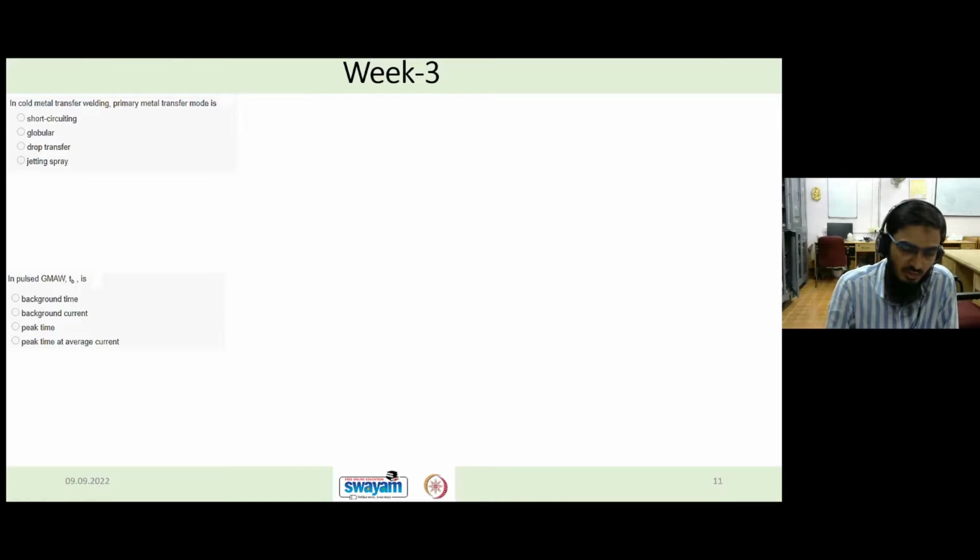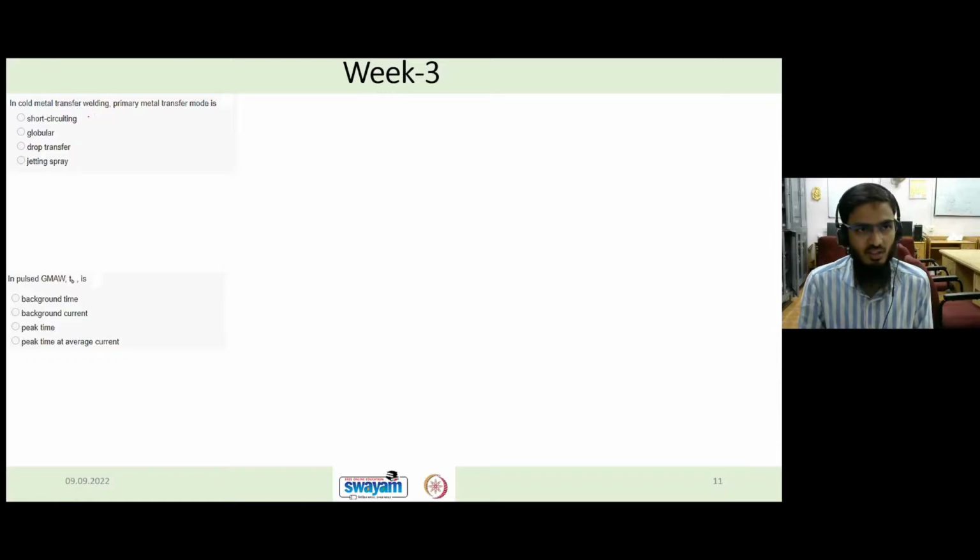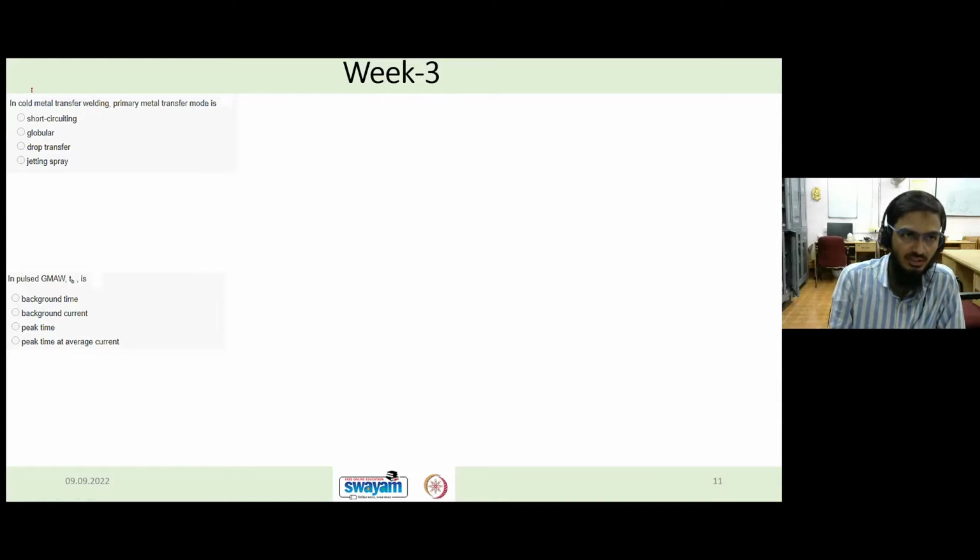Two more questions for today's session and then we'll wind up. In cold metal transfer welding, the primary metal transfer mode is. We also call it CMT, cold metal transfer welding process. Primary metal transfer mode is short circuiting, globular, drop transfer, jetting spray.